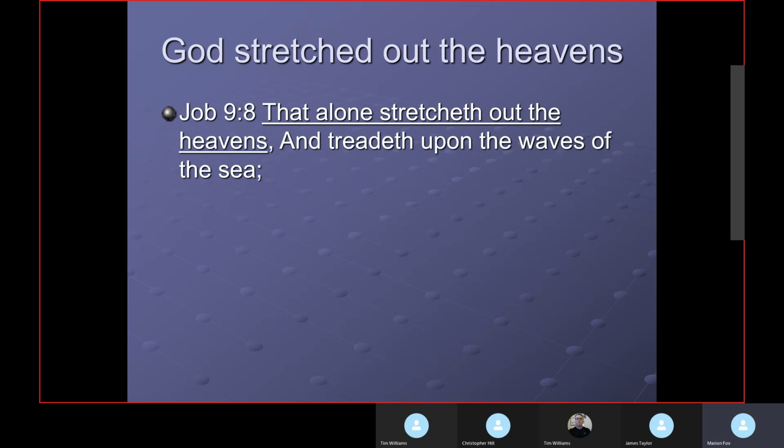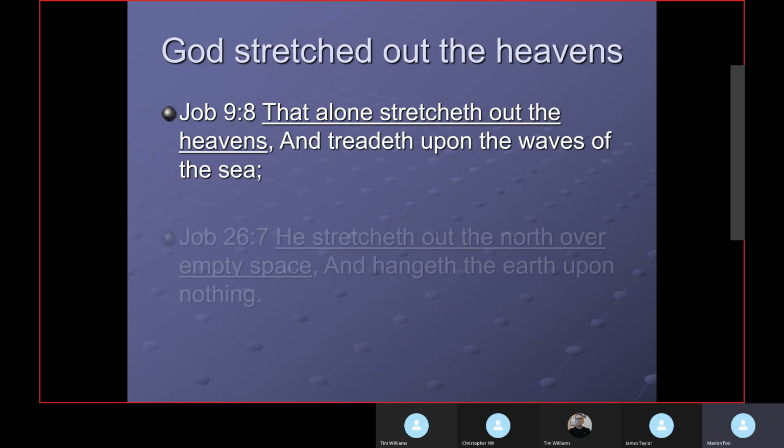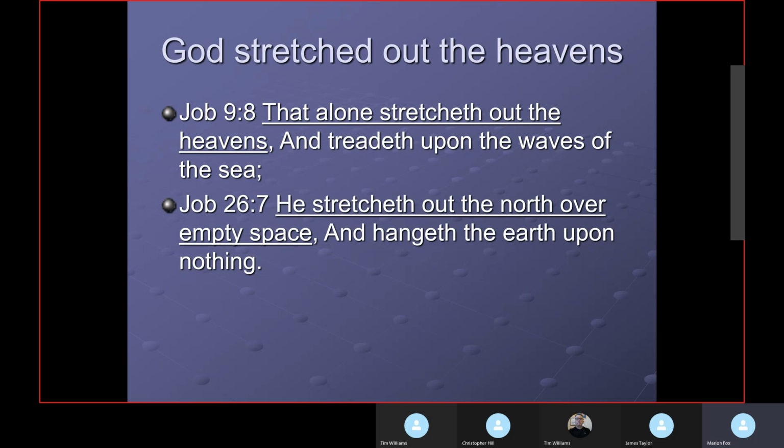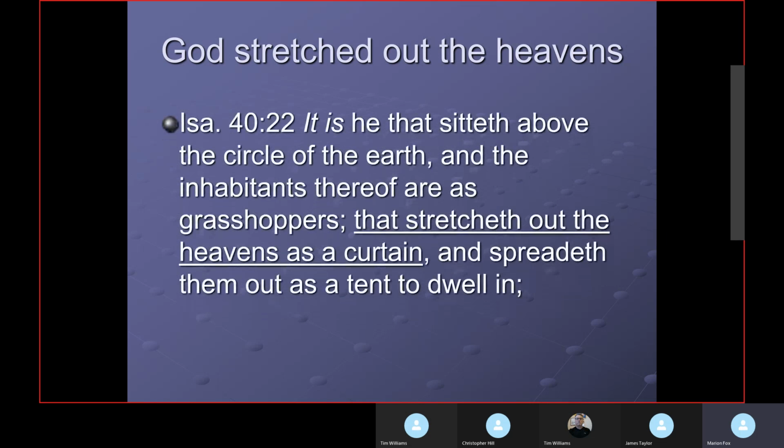Job 9:8, that alone stretcheth out the heavens and treadeth upon the waves of the sea. Again, heavens are stretched out. Job 26:7, he stretches out the north upon the empty space. So now we're looking out into space, being stretched out, and hangeth the earth upon nothing. And again, we have here the stretching out of the north in this case.